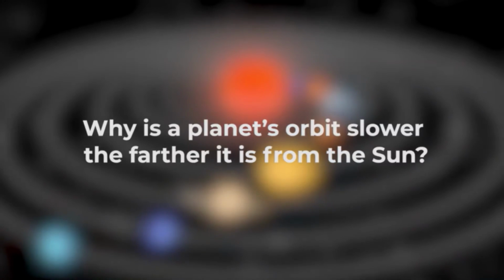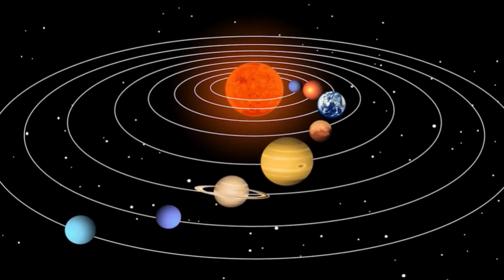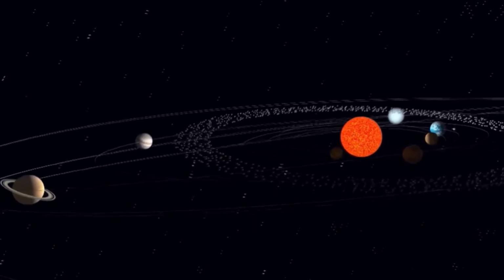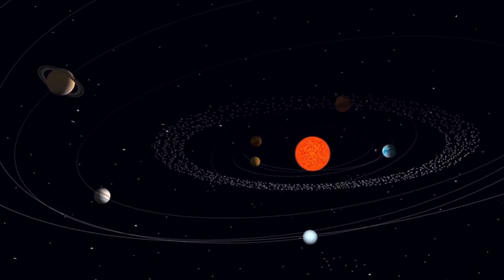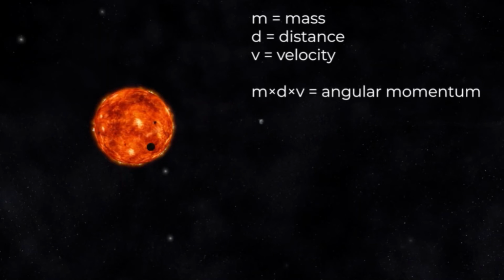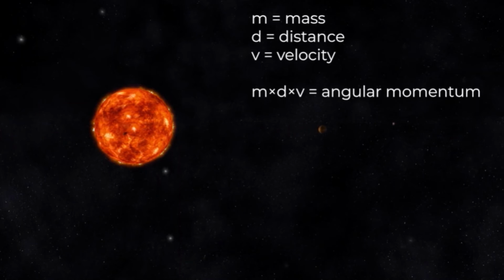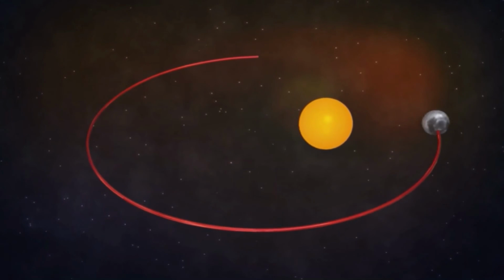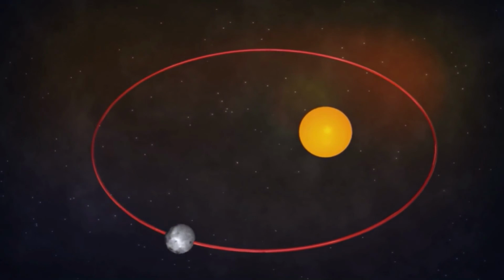Kepler's second law tells us that a planet moves more slowly when it's further from the Sun. But why should that be? Well, as a planet orbits the Sun, it may not keep a constant speed, but it does maintain its angular momentum. Angular momentum is equal to the mass of the planet times the distance of the planet to the Sun times the velocity of the planet. Since the angular momentum doesn't change, when the distance increases, the velocity has to decrease. That means when the planet gets further from the Sun, it slows down.